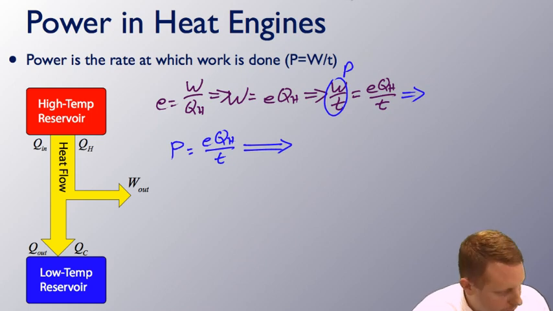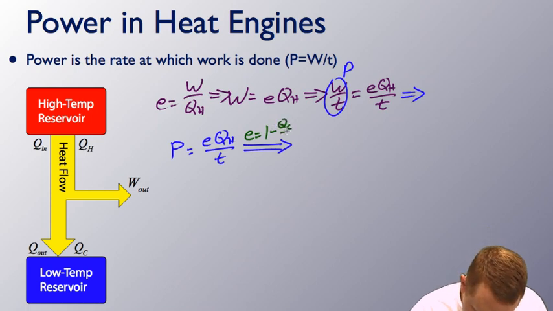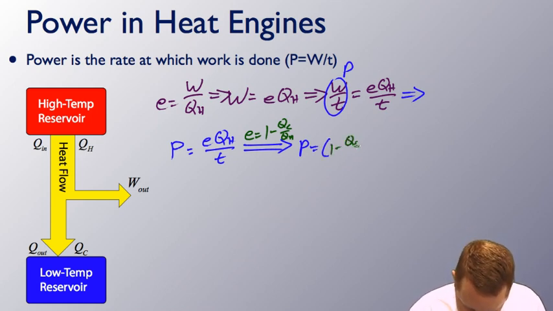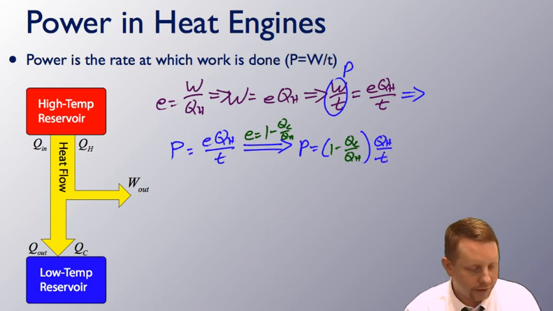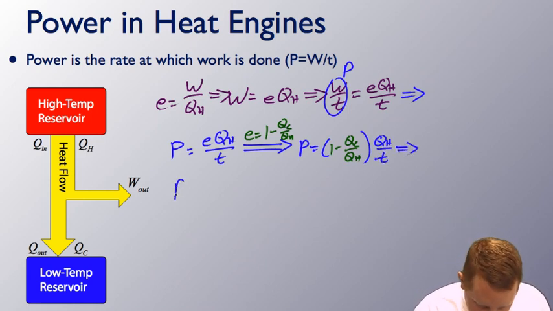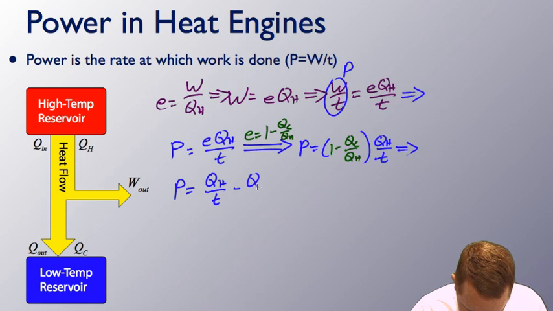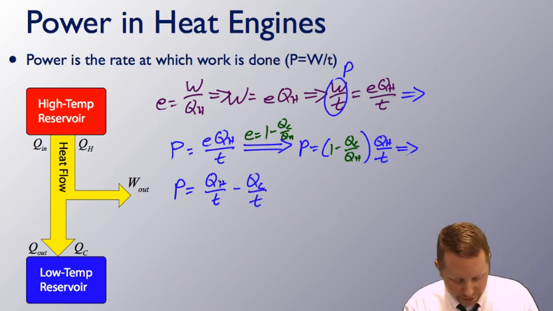But we also know that efficiency is 1 minus QC over QH. Therefore, power is equal to, I'm going to replace efficiency with 1 minus QC over QH, times QH over T. Or with one more step, power is equal to QH over T minus QC over T. The rate at which energy is being put into the system minus the rate at which it's coming out.